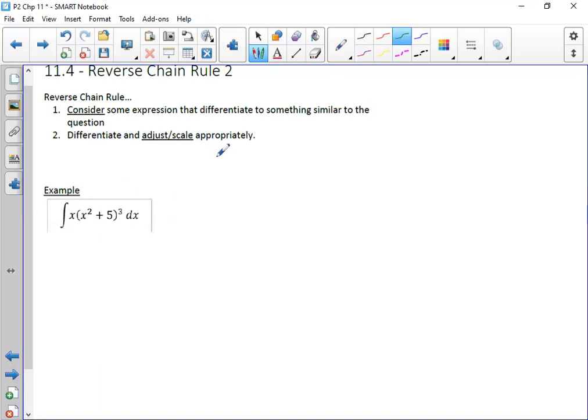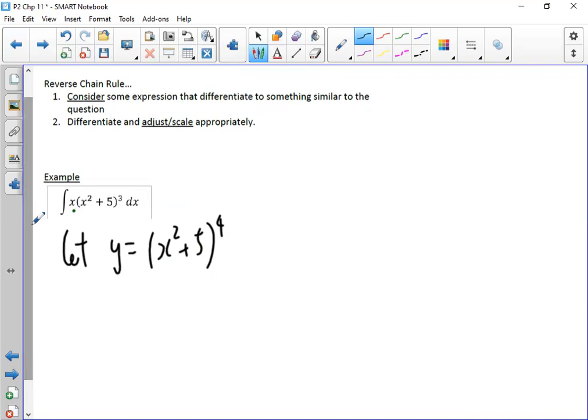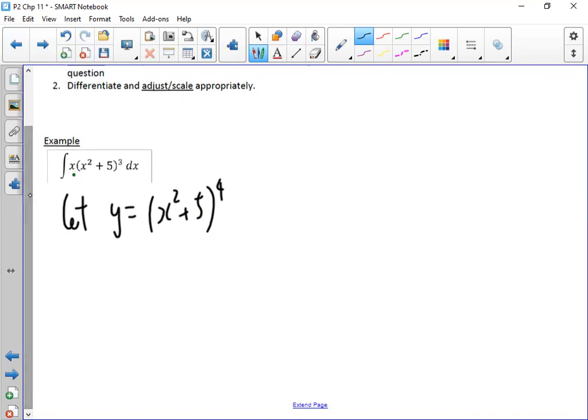Well, so power 3, if we have to use reverse chain rule, we can let y be power of 4. Now we don't do the x outside, because the x outside comes from differentiating inside. So just trust me. Do not do the x first. Power 3, let's do one power higher, because when we differentiate power 4, we get power 3. So that's my guess answer.